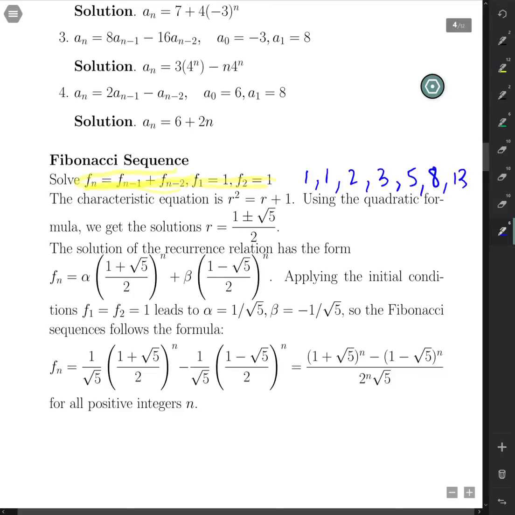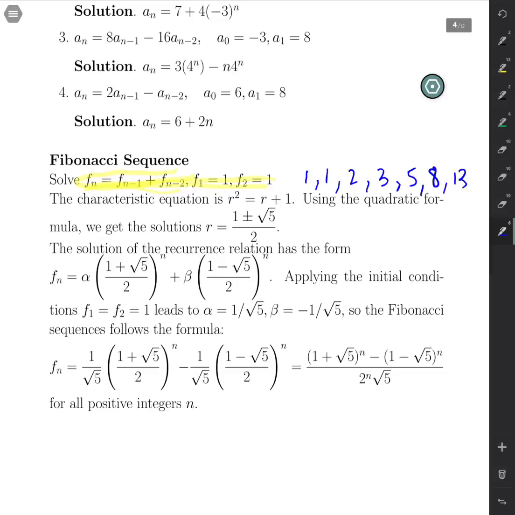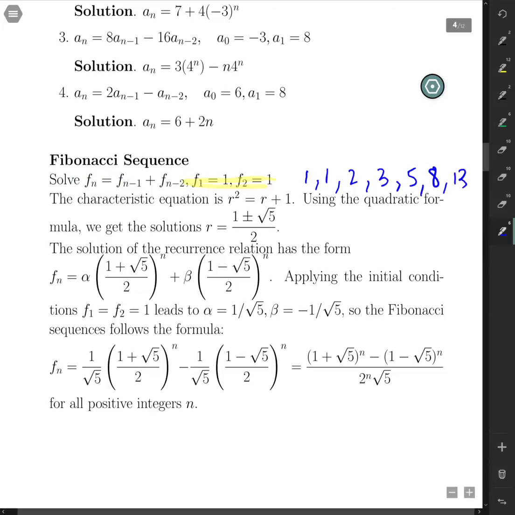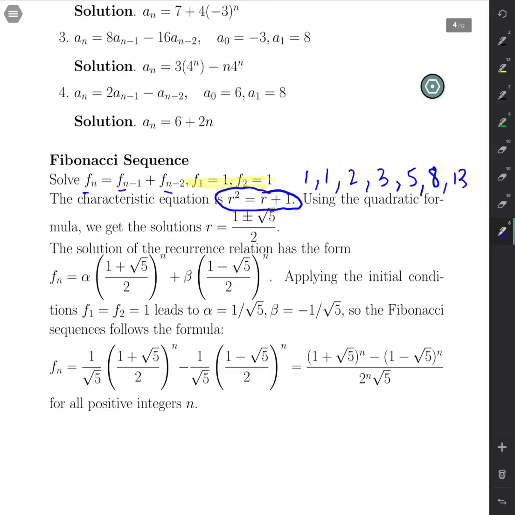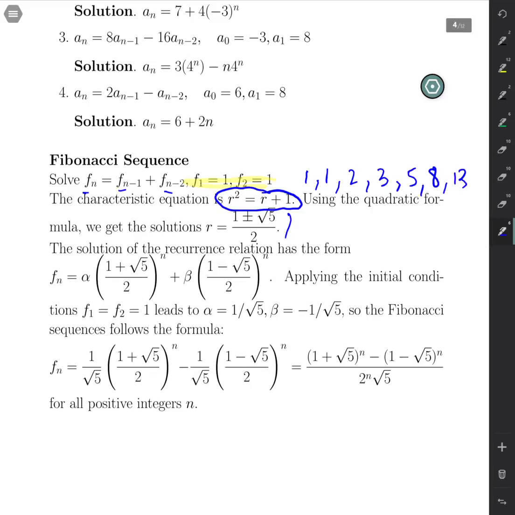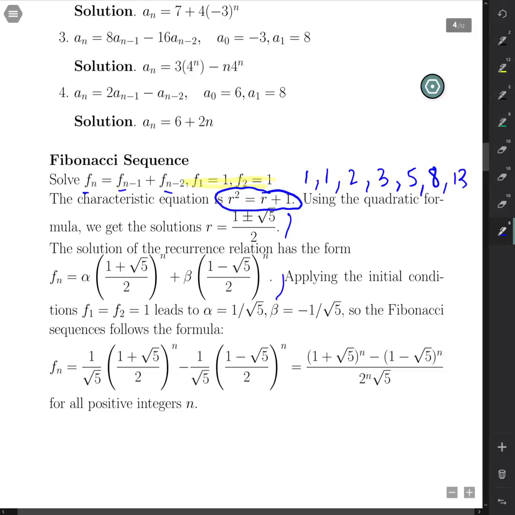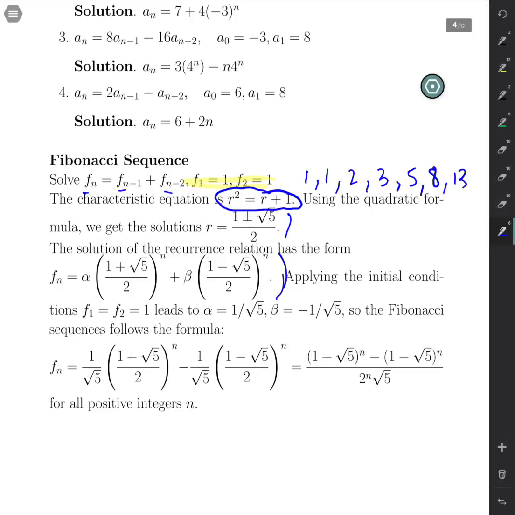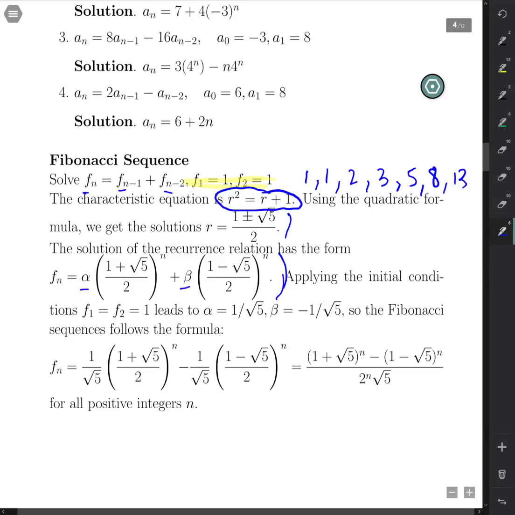Well, to solve it formally, we use the characteristic equation. R squared is equal to R plus 1, from the coefficients of the terms in the recurrence relation, and that has this solution here, 1 plus or minus the square root of 5 over 2, which would mean that the recurrence relation without the initial conditions has this general solution for arbitrary constants alpha and beta.